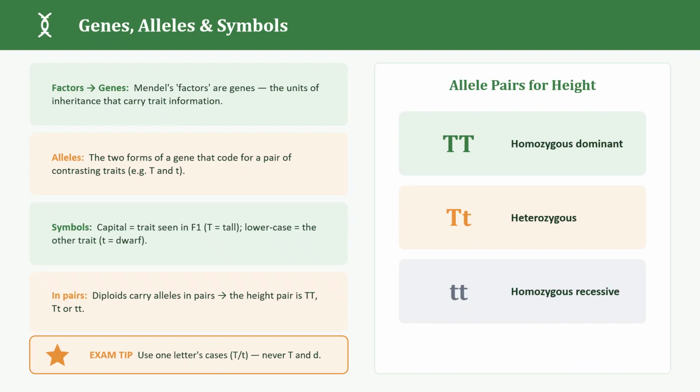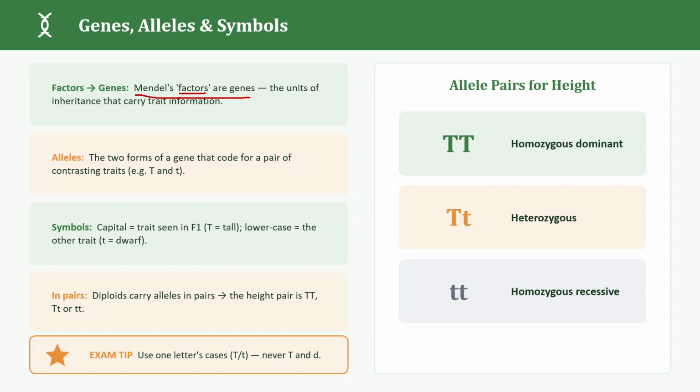So next we are going to see genes, alleles and symbols. Mendel's factors are genes. From his observation, he concluded that something was passed unchanged from parents to the offspring through gametes. So he called these heredity units factors. And today we call those factors genes.